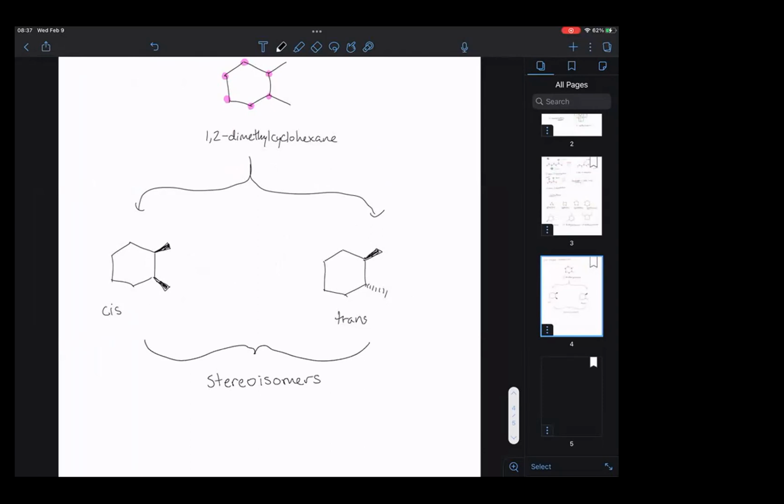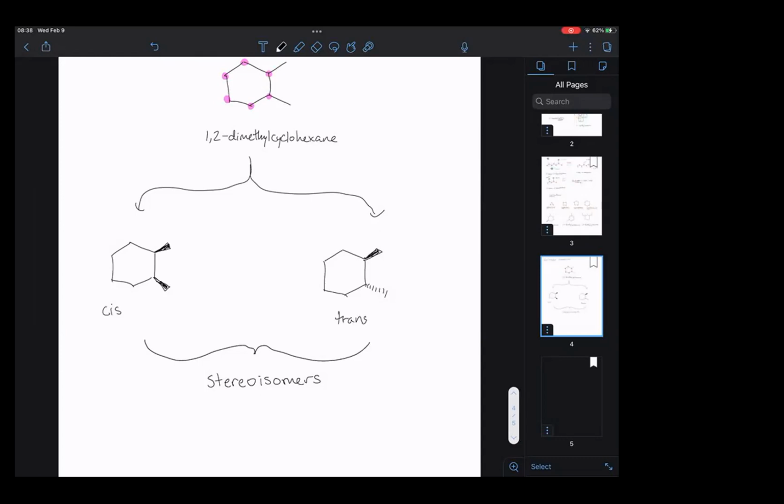Right, so we learned about constitutional isomers previously, or structural isomers, same thing. This would be, for example, 1,2-dimethyl cyclohexane or 1,3-dimethyl cyclohexane. Those would be structural isomers because there's a different connectivity of atoms. Here, everybody's neighbor is the exact same. There's no difference in terms of connectivity of atoms. But these do have different, what are called stereochemistries. They are not identical molecules.